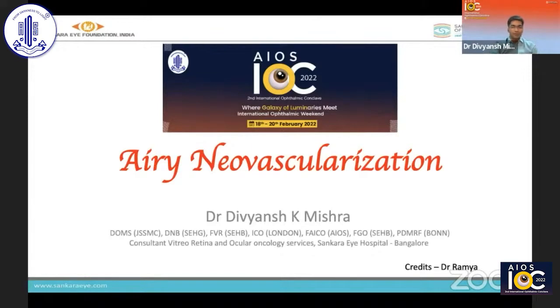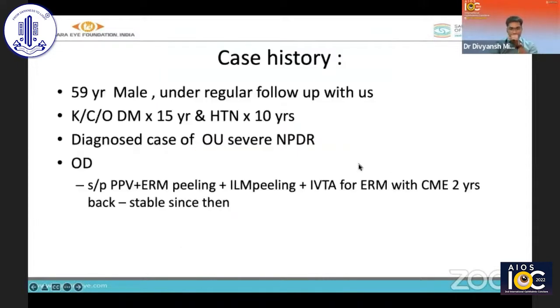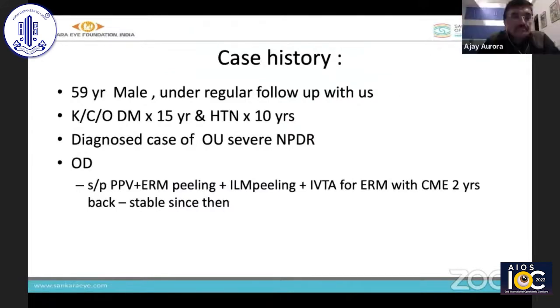So the case is very simple, and it's a common case which we usually see in an OPD. This is a case of a 59-year-old male who came to us, and has been under treatment with us for many years. A known case of diabetes since the last 15 years, hypertension for 10 years, diagnosed as both eyes severe NPDR.